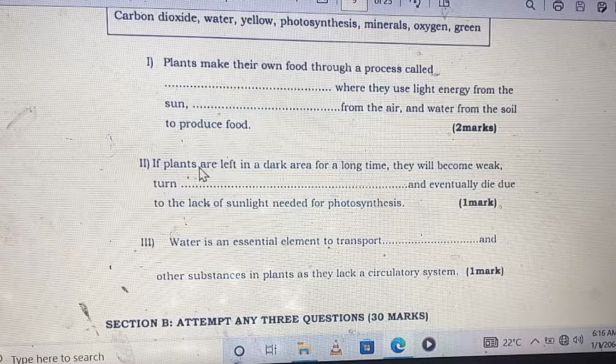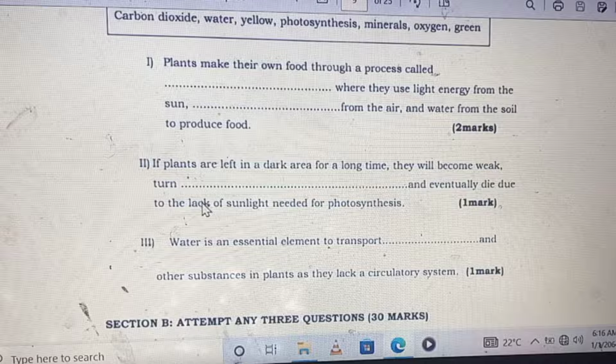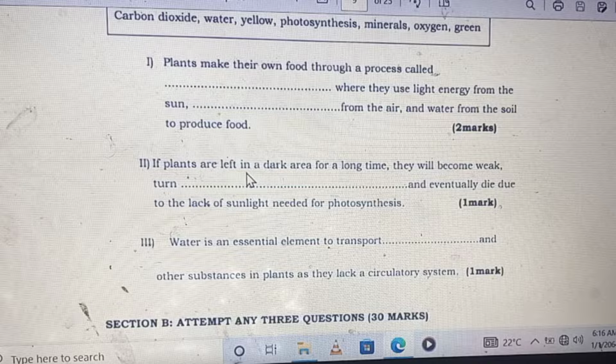I2. If a plant is left in a dark area for a long time, it will become weak, turn dash dash, and eventually die due to the lack of sunlight needed for photosynthesis. The correct option is yellow.